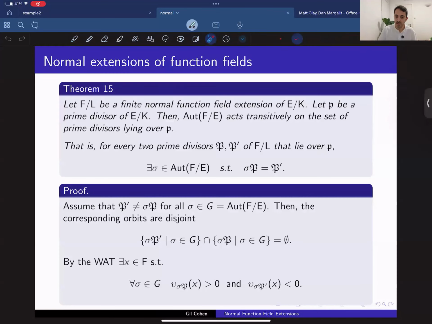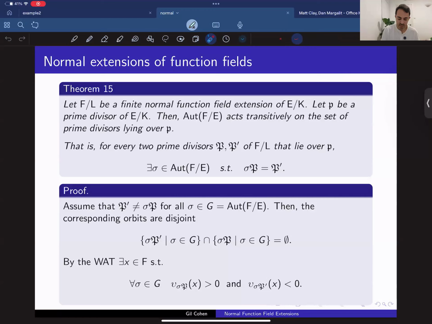Hi everyone. In this video, we are going to prove the transitivity of the action of the automorphism group of F over E on the prime divisors that lie above a particular prime divisor of E. Okay, so this is the theorem we set out to prove.